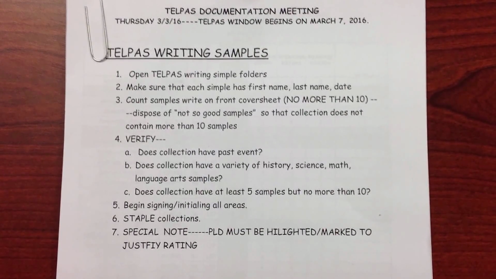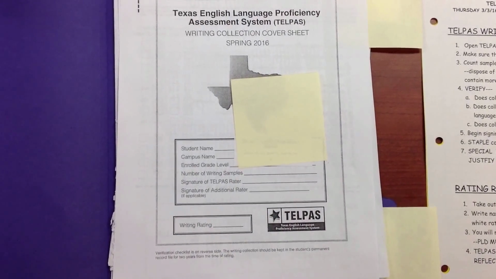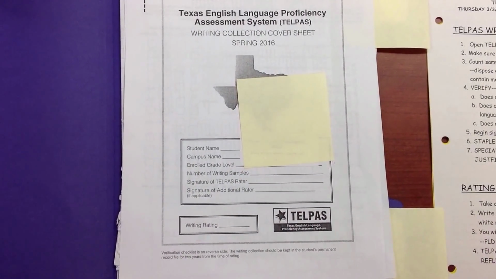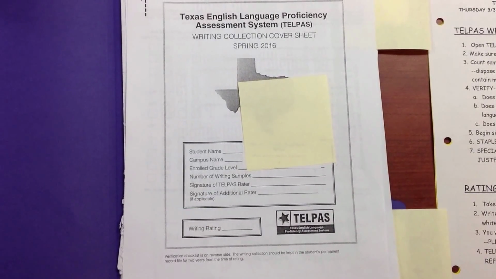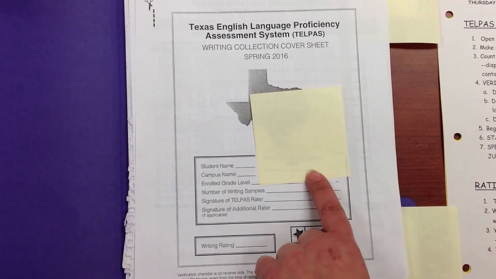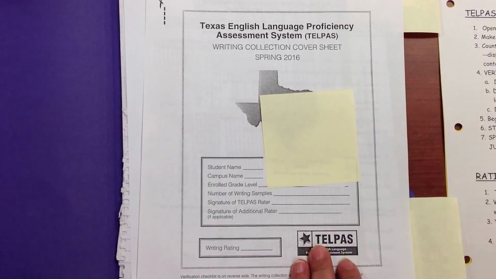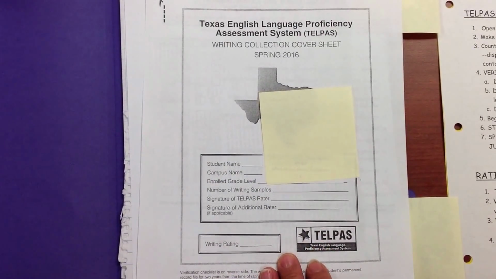Okay. Now we're starting the first part of our TELPAS writing process, and we're going to open our TELPAS writing sample folder. Alright, when you open your collection, you should see this first page that says Texas English Language Proficiency Assessment System, TELPAS, and it has the cover sheet. So you'll have the state of Texas, your student's name, and all their pertinent information. Okay, we have that blocked out for confidentiality purposes, but you get the understanding.